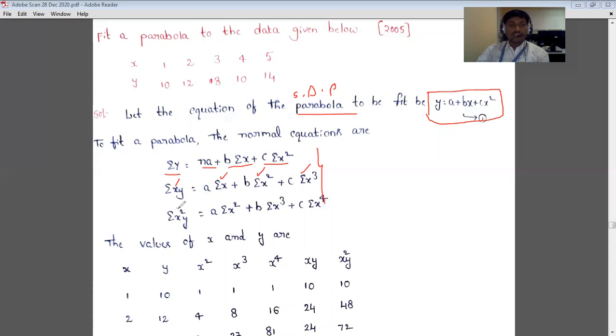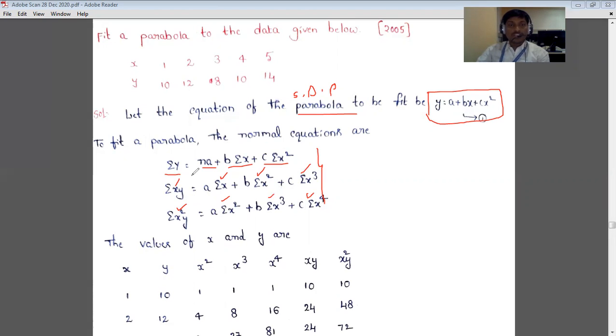And again we are multiplying with x: summation xy, a summation x square y, a summation x square, summation x cube, and summation x power 4. So these are the three normal equations. Now we need to calculate all these values.